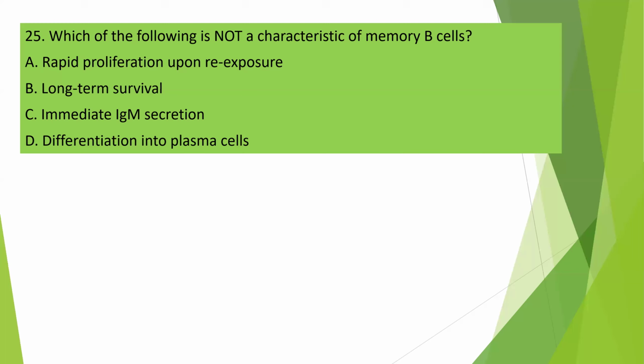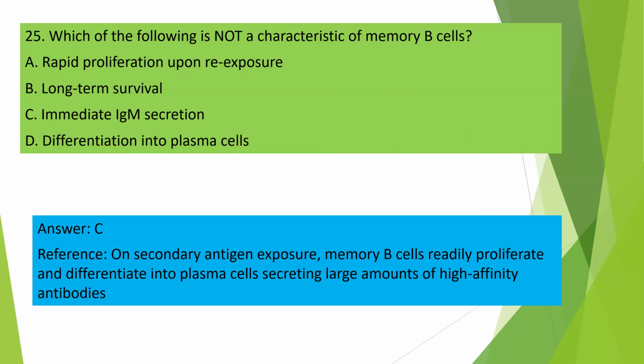Only after B cells proliferate, they differentiate into plasma cells and then produce the antibody, both in primary and secondary response. When you read a multiple choice, you have to be very careful, both in the stem as well as in the answer. Immediate IgM secretion, is it IgM? The memory B cells are in secondary response.